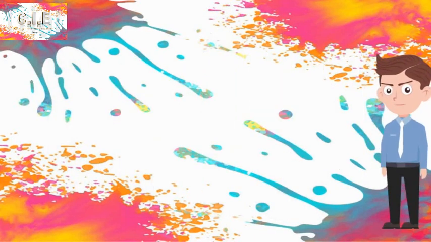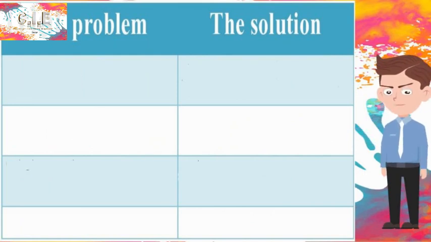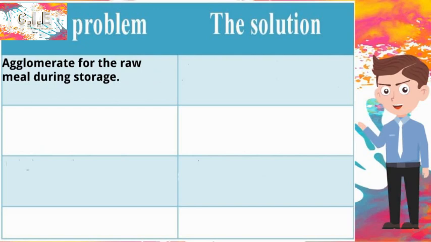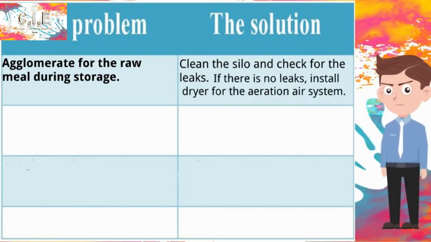And here some problems happen in the silos. The first problem: agglomeration of the raw meal during storage. The solution: clean the silo and check for leaks. If there are no leaks, install a dryer for the aeration air system.